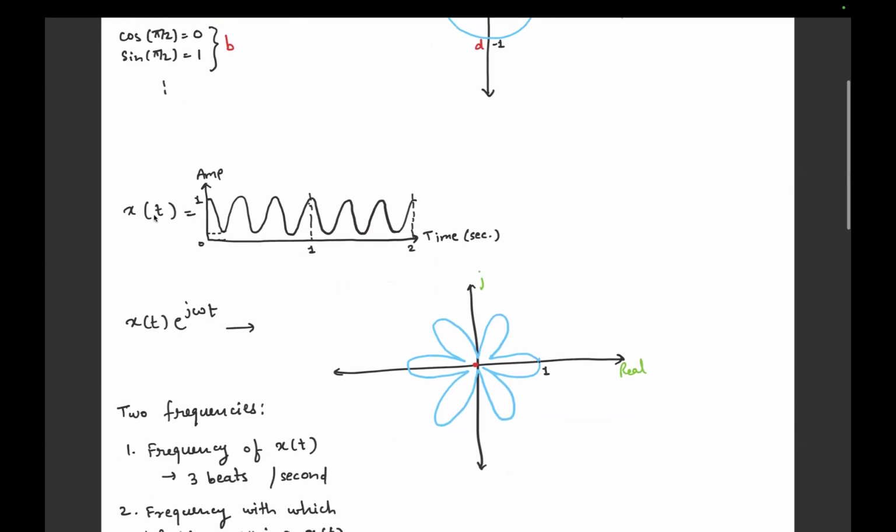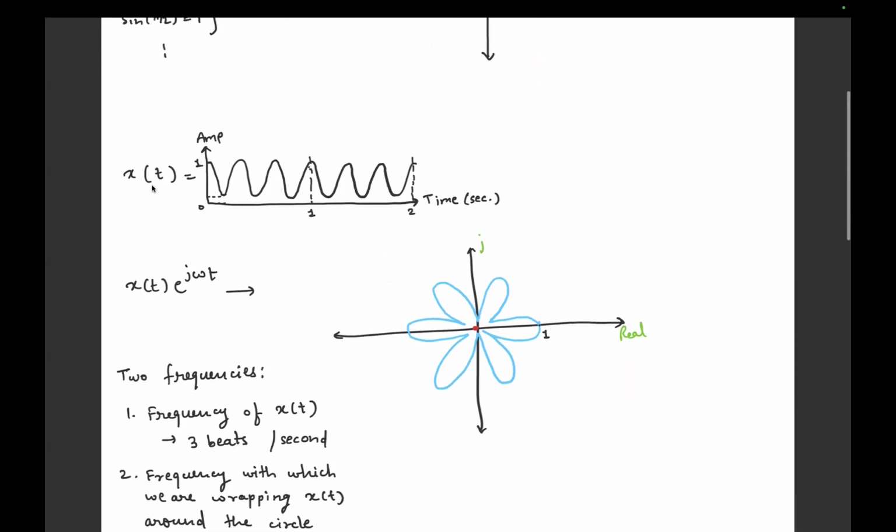Now let's multiply this signal with e to the power j omega t. Now the maximum amplitude of this signal is 1 and the minimum is almost 0. So when we multiply this signal with e to the power j omega t, we get something like this. So e to the power j omega t has a magnitude of 1, which is constant.